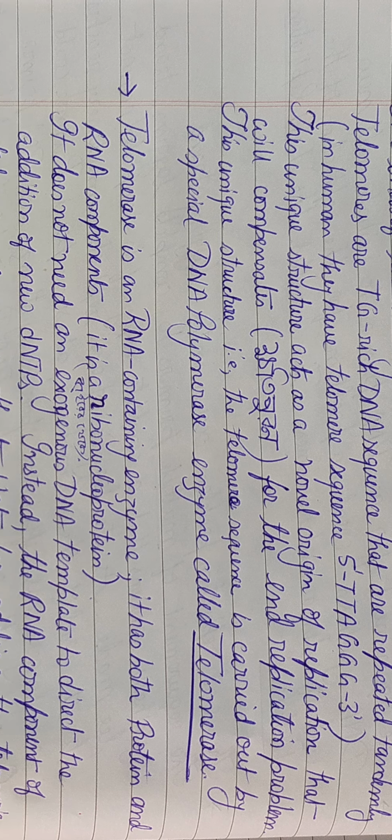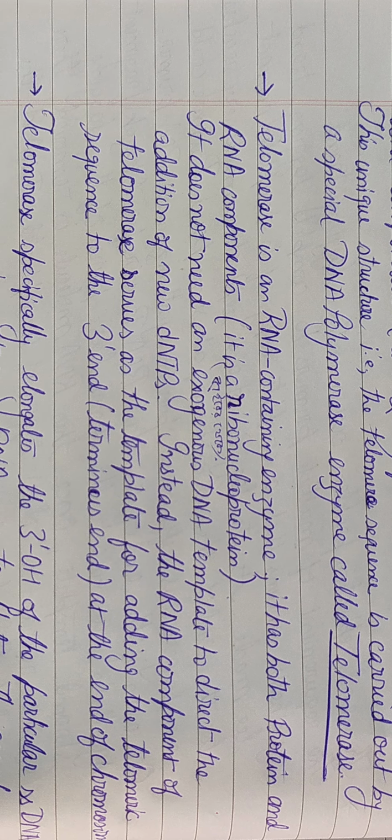What is telomerase? Let us see. Telomerase is an RNA containing enzyme. It has both protein and RNA components. So in short you can say it is a ribonucleoprotein. It has RNA as well as protein. With the help of that RNA they are synthesizing the nucleotides, this repeated sequence T T A G G G in the case of human telomere.